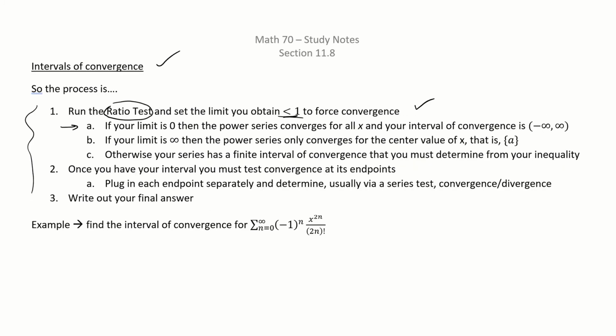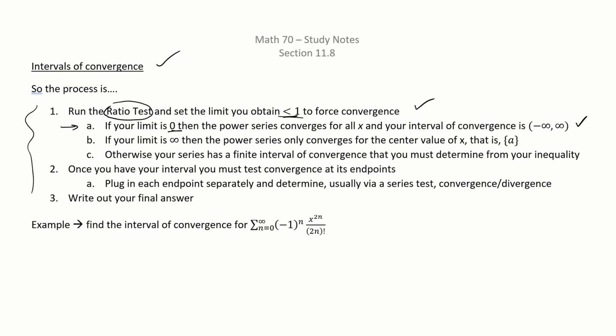One, you take your limit and you get 0. By the way, 0 is always less than 1, so no matter what x you plugged in, it would still converge, because here's x multiplying with something that shrinks to 0. So in that case, no matter what x you put in there, it converges. So your interval of convergence is really the whole real number line.